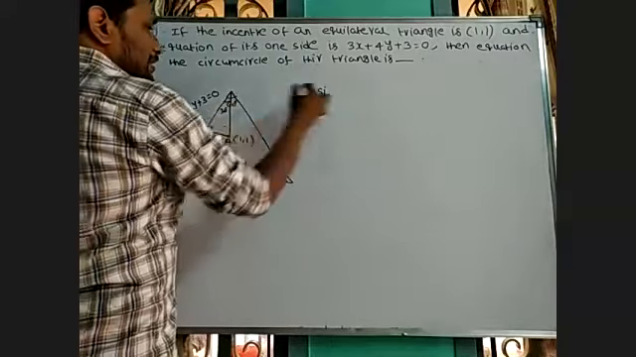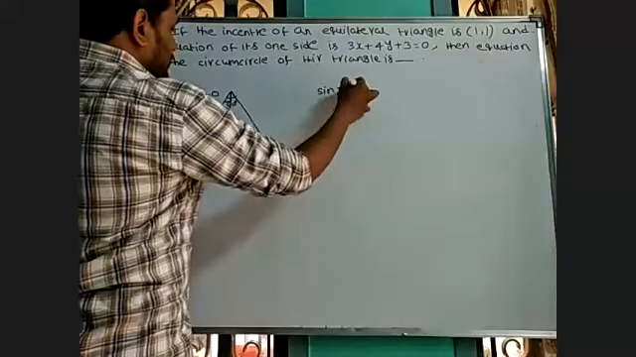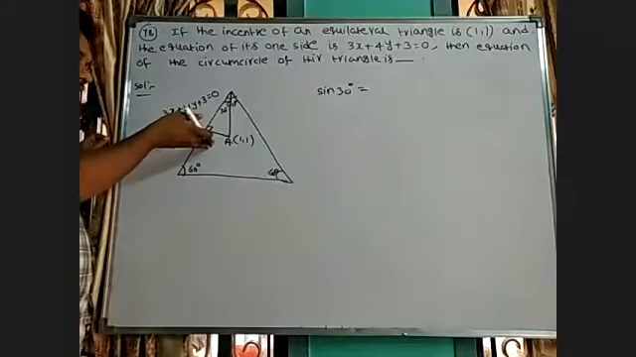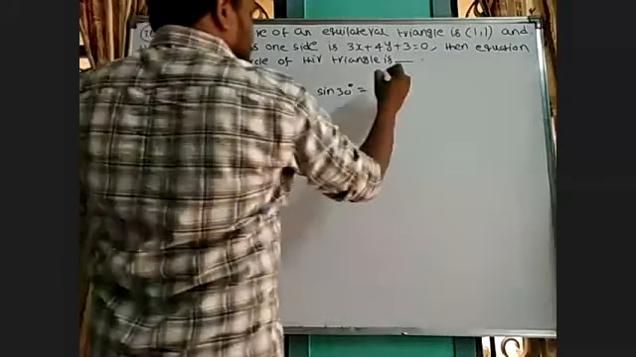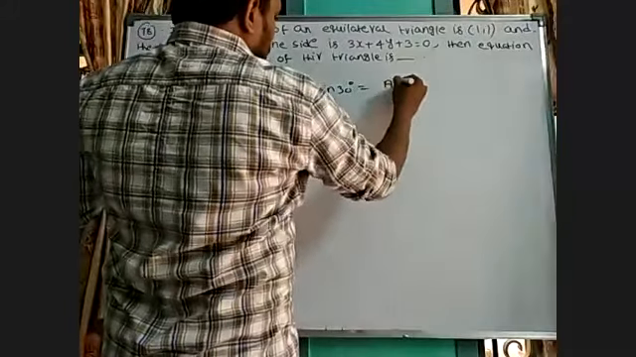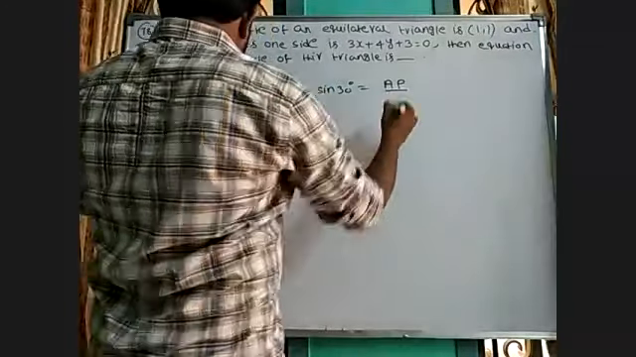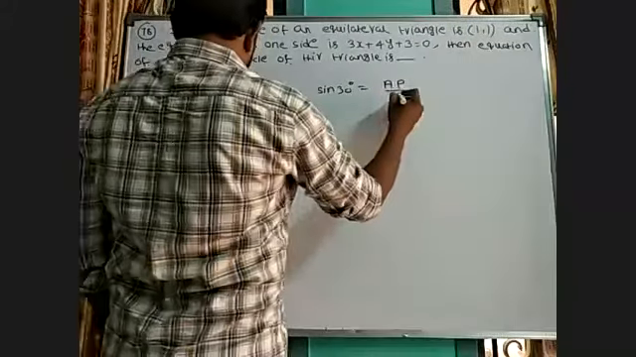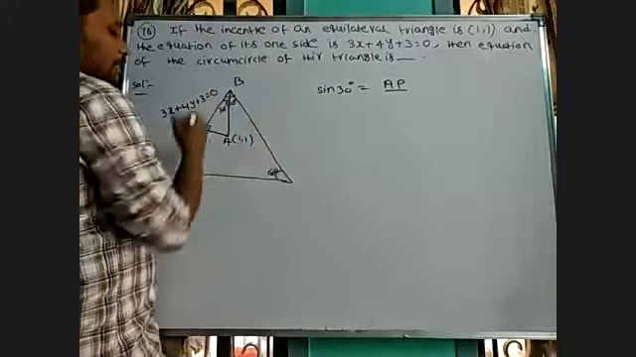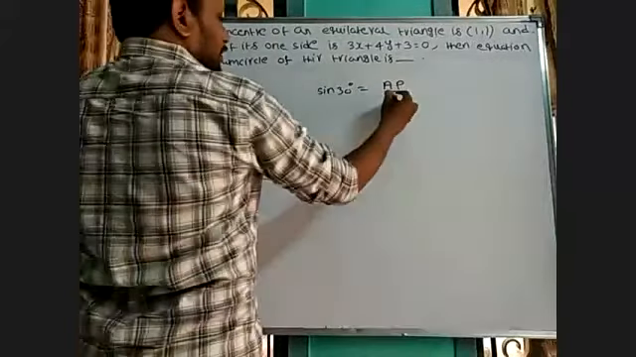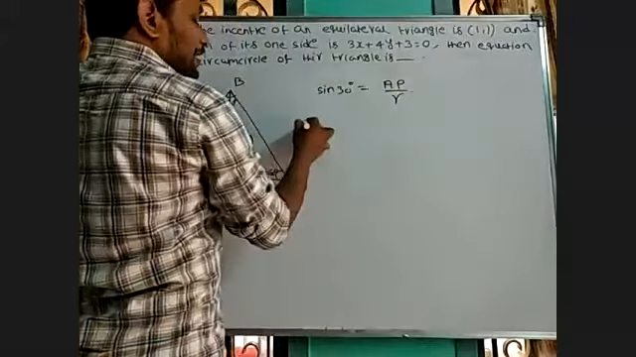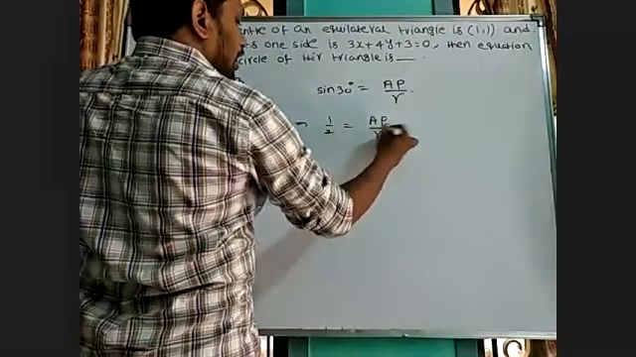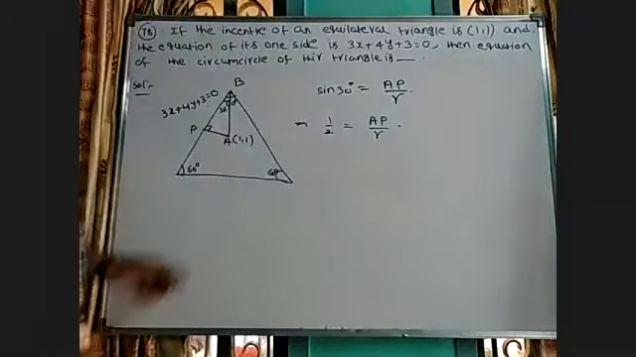Sine 30 degrees is equal to what? Sine 30 is equal to opposite side by hypotenuse. Opposite side is AP by hypotenuse, this is R. Okay, AP by AB means this is R. Sine 30 value is 1/2, equals AP by R. Okay, I am taking the center we got.